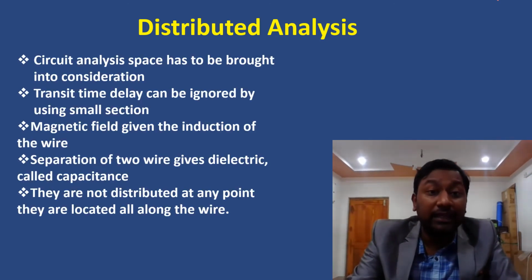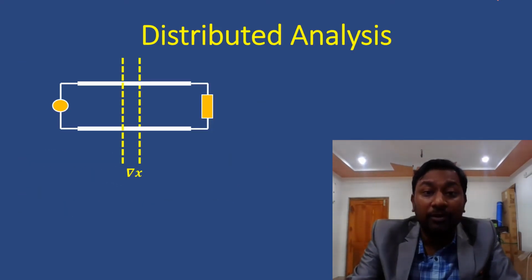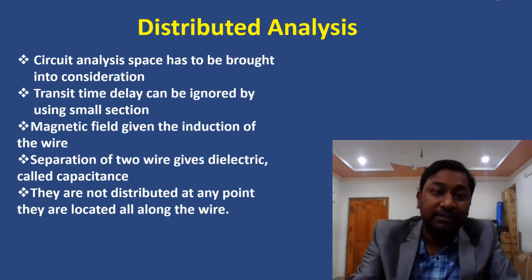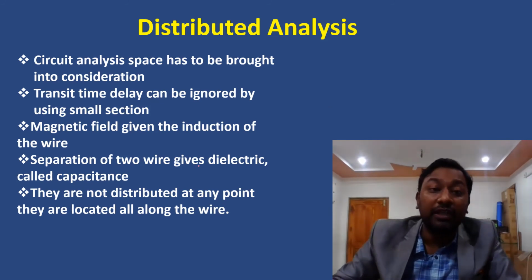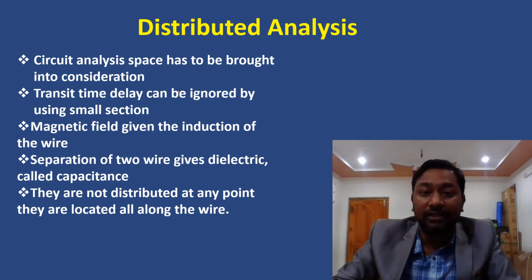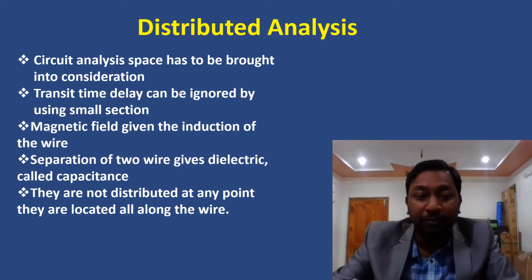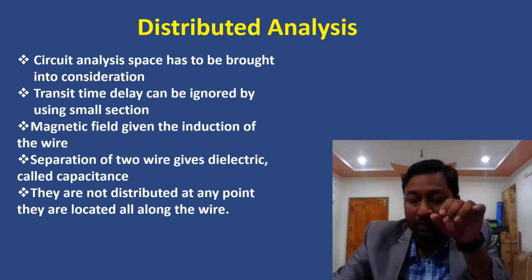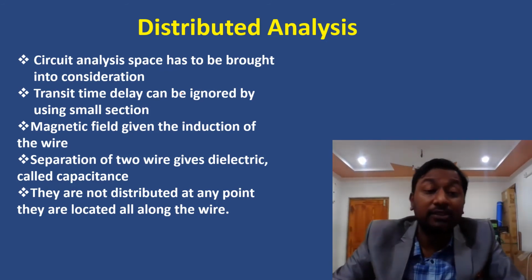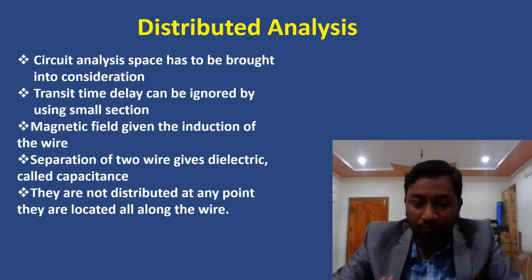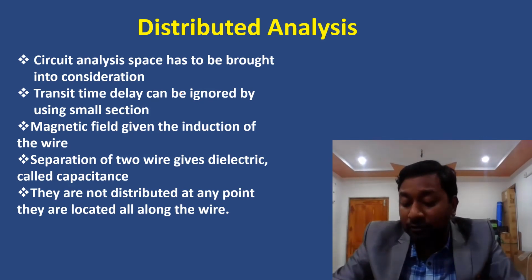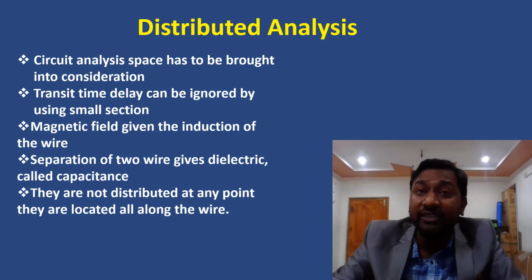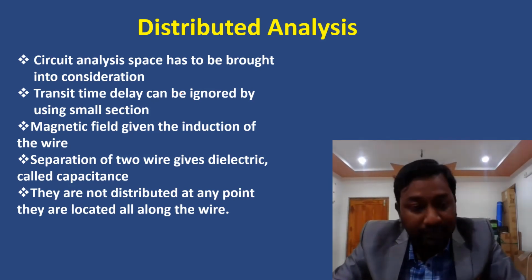So we can see that in circuit analysis, whenever we consider a small distance, space has to be brought into consideration. So in circuit analysis, space will also come. The transit time delay can be ignored by using a very small section. If the length of the line is very less, then we can ignore the effect. Now the point is, even with the smallest length, why is the voltage difference there? Because it is a two conductor system.